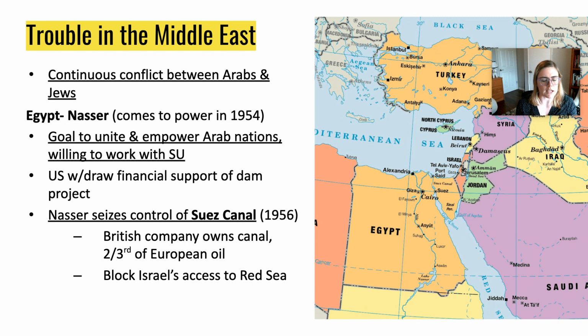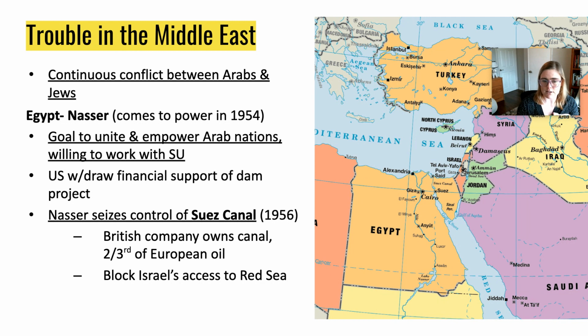And much like in Chile or Iran or Guatemala, you see that this leader that's coming to power wants to nationalize or take this resource and put it under their own control. And so for Egypt, one of their major sources of revenue is the canal. And so he wants to take control of that. This is going to be a problem for 2 reasons. Number one, it's a British company that owns the canal or is operating the canal, and that's how Europe is getting their oil. It's also going to block Israel's access to the Red Sea.